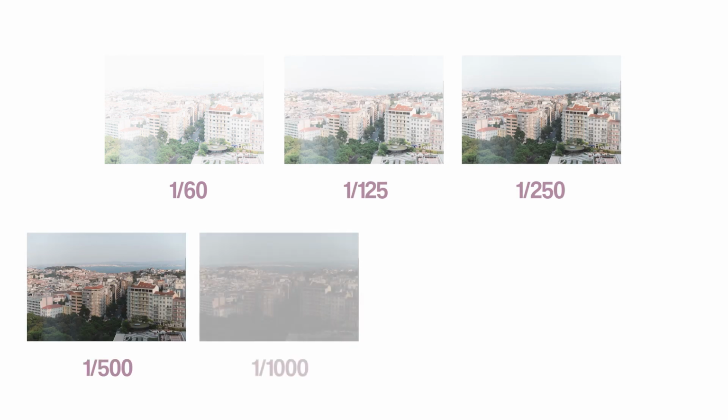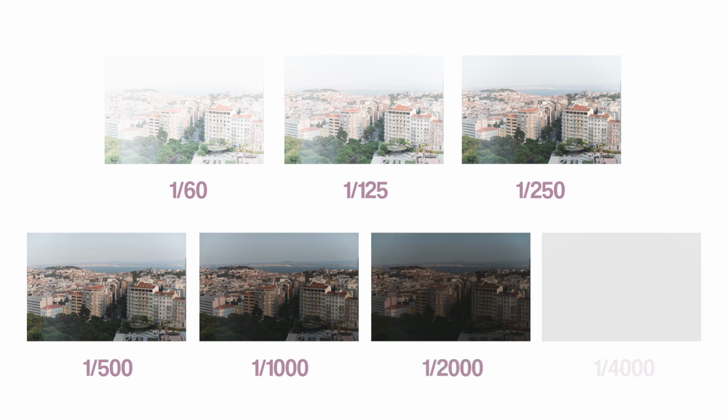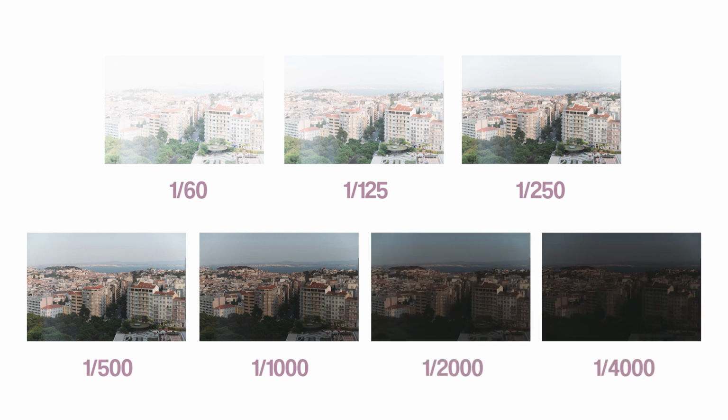A faster shutter speed, like 1/1000th of a second, allows less light to reach the sensor, resulting in a darker image, while a slower shutter speed, for example 1/30th of a second, allows more light to reach the sensor. This will result in a brighter exposure.